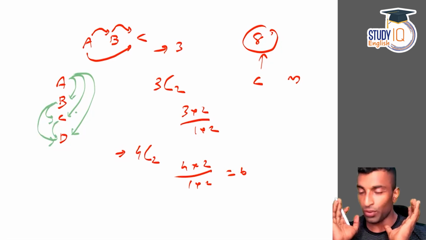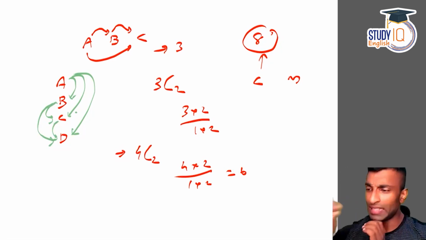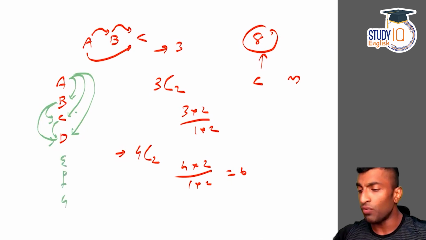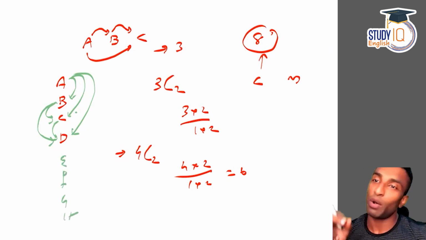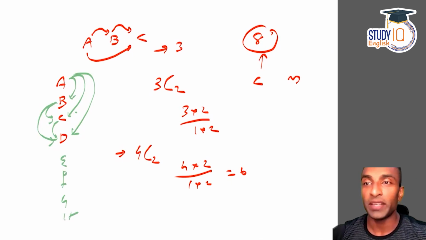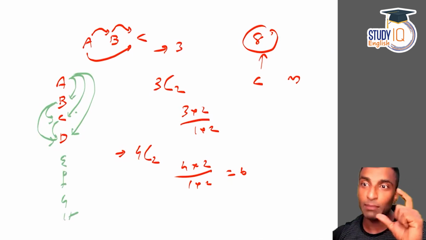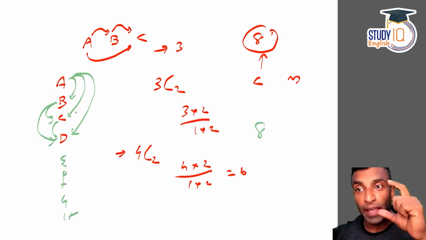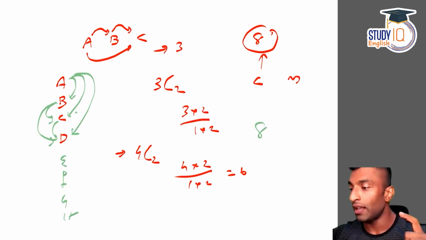Guys, up to 6 is okay. But 7, 8 teams are coming. IPL, A, B, C, D, E, F, G, H. Now will you be able to manually do this? It's slightly difficult. So how many matches are played in total? When it comes to IPL, 8 teams are there. They play against each other. How many matches in total?